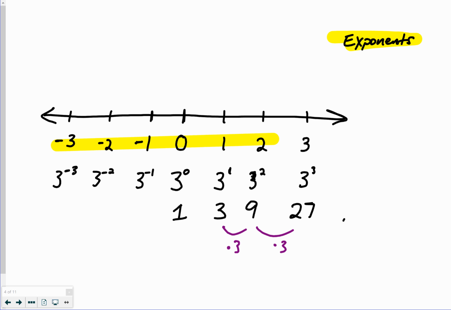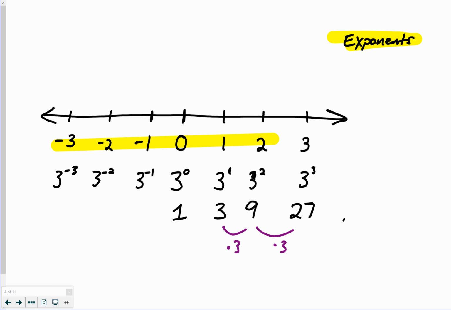Now, you may be wondering, how does that work? Well, let's think about this. How did we move when we moved to the right? What did we do to get these numbers? We multiply by 3. So if I move to the left, what is the opposite of multiplying by 3? Dividing by 3. So what is 3 divided by 3? It's 1. So that's why anything to the 0 power is always 1.